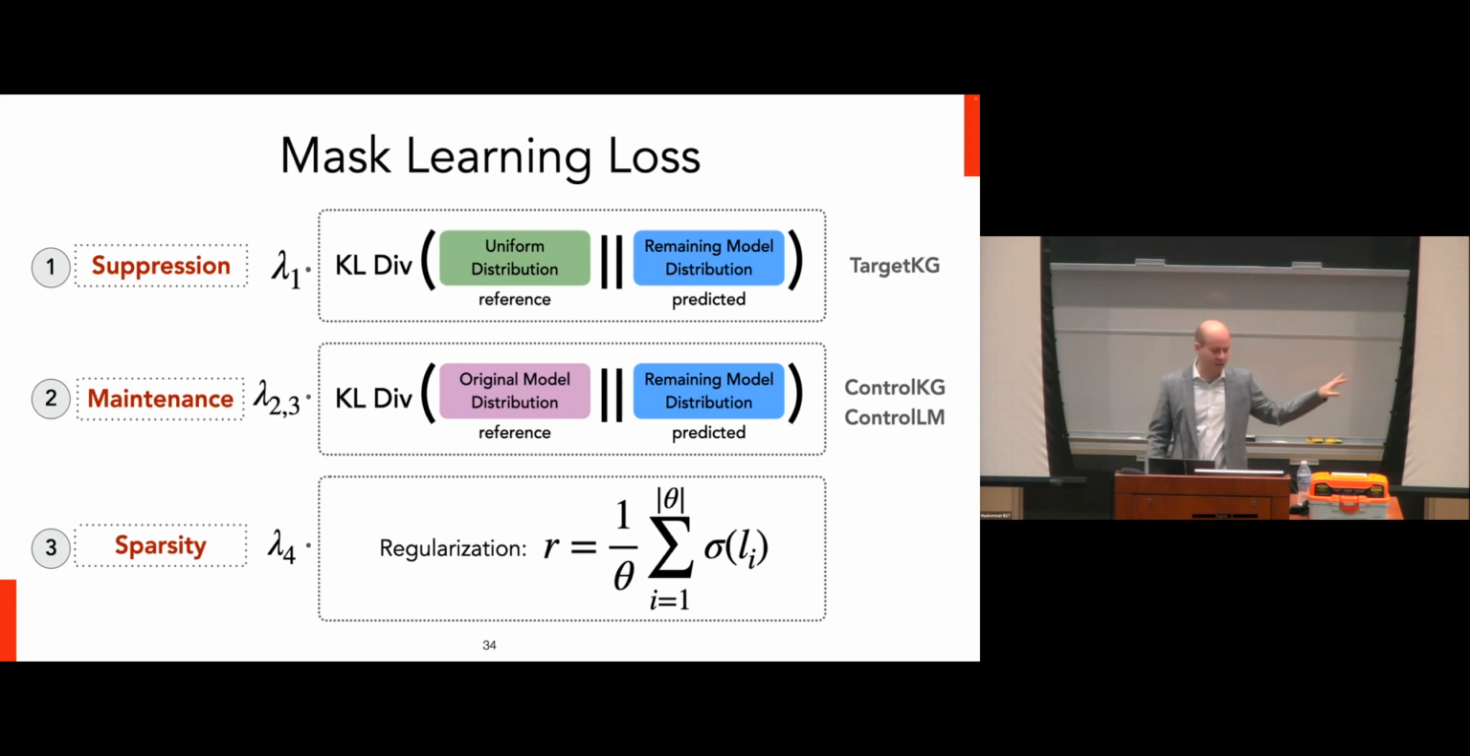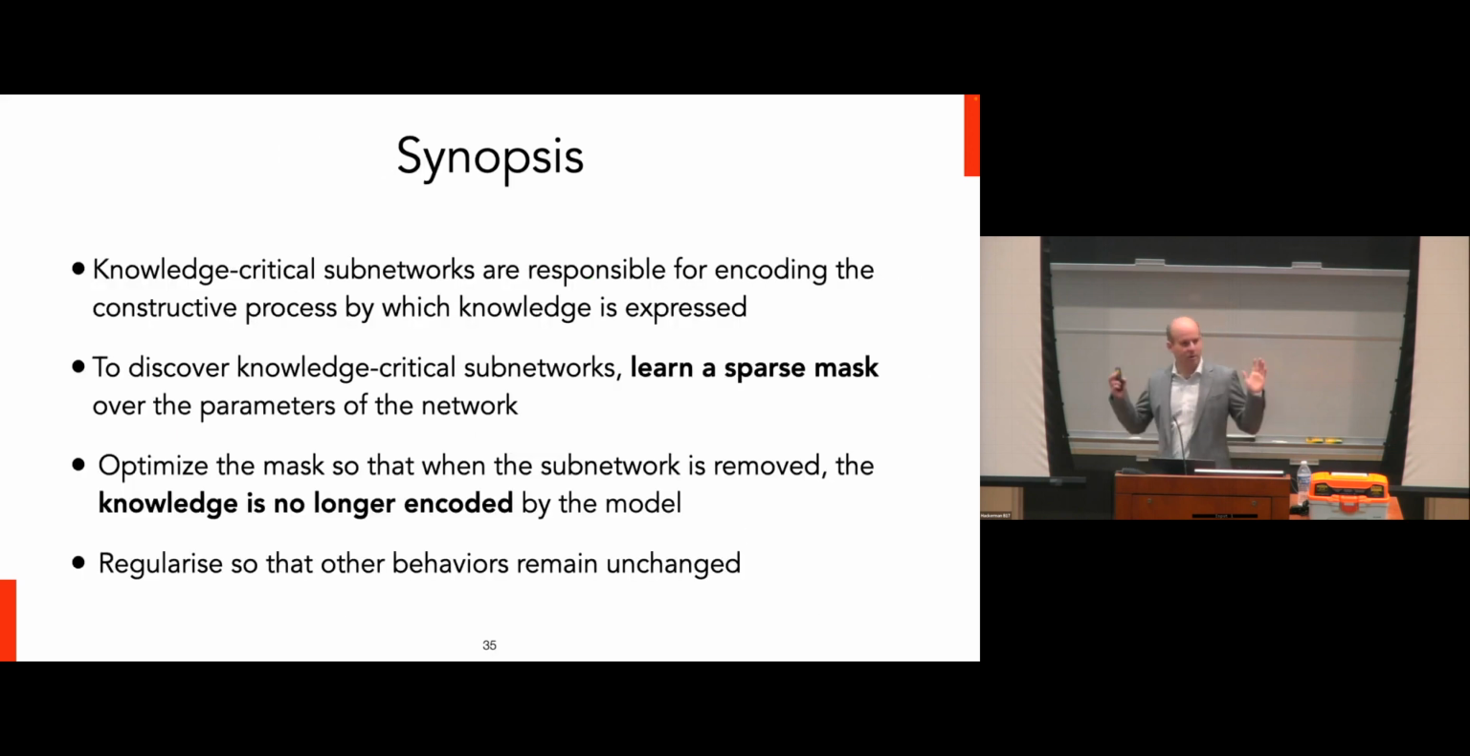And then finally, as I mentioned, we have the sparsity regularization term. So your model should try to discover the sparsest subnetworks that it can in order to represent the process by which you reconstruct these knowledge critical components. So, that's pretty much it.